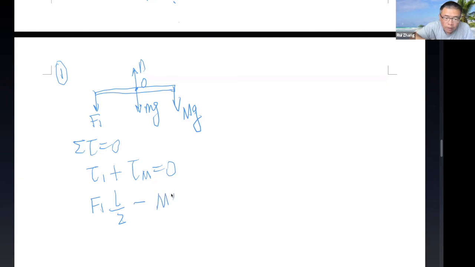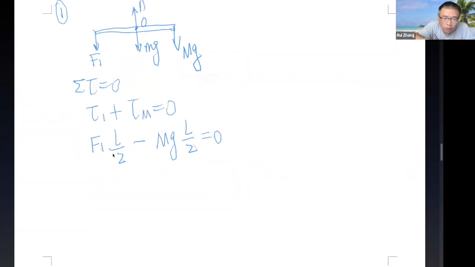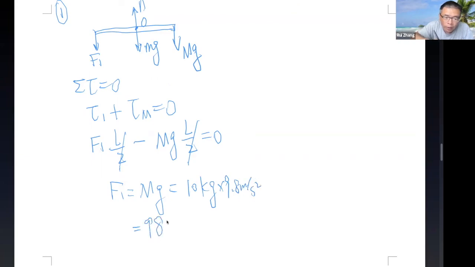So equal to force times, again, L over 2 as the length times sine theta, which is again, theta is 90, so sine theta is 1, so that equals 0. So very simple relation between these two, okay? Now you notice that the lengths are the same, so they cancel out. So F1 equals M1G in the first case. So just 10 kilogram times 9.8 meter per second square, okay? So you got 98 Newton. So that's the answer for the first one.